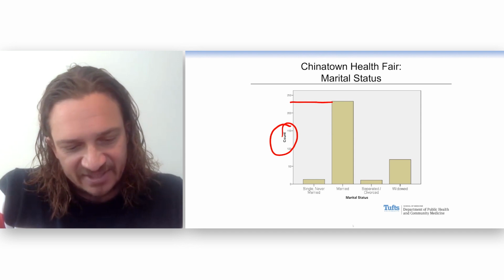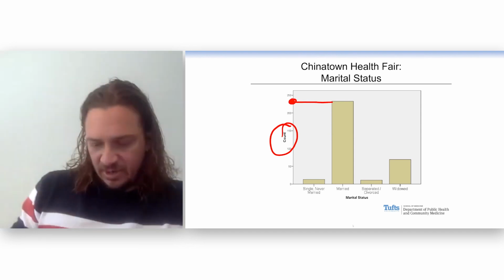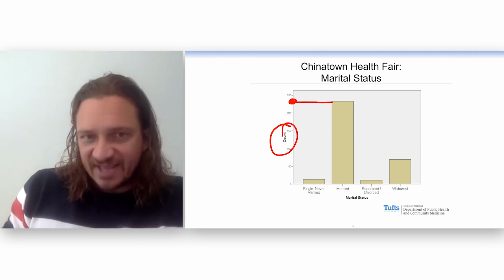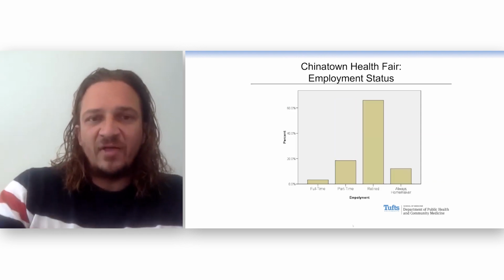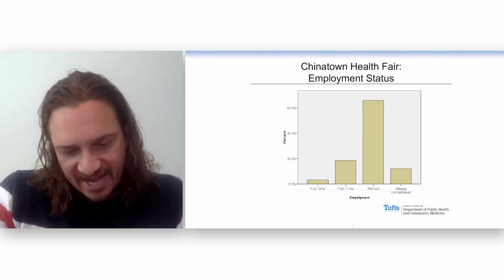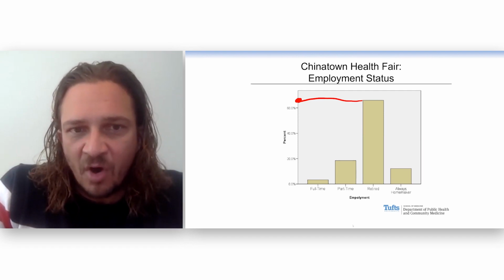So you can see that in this sample, there were 230 or so married participants. We can also take that axis here and turn it into the relative frequency. So employment status, you can see here that about 60, 70% of them are retired.